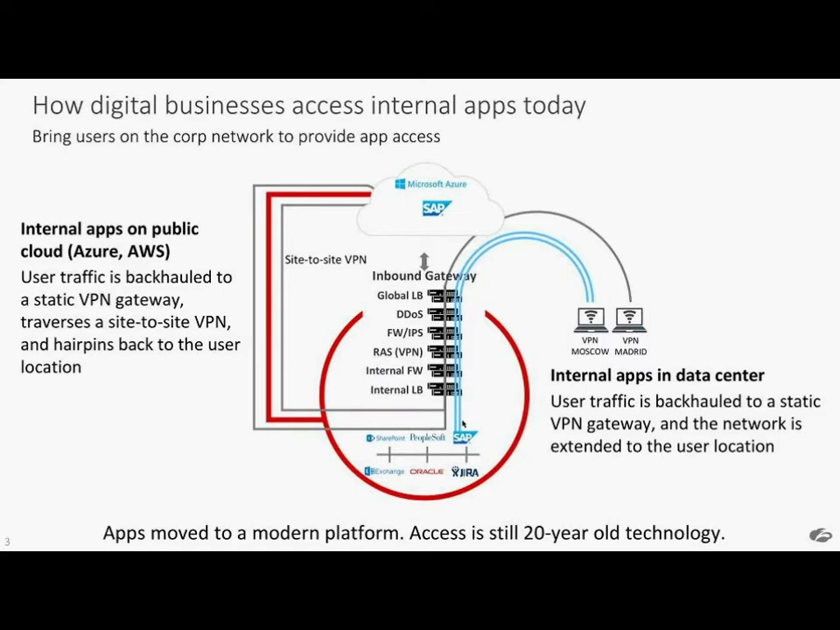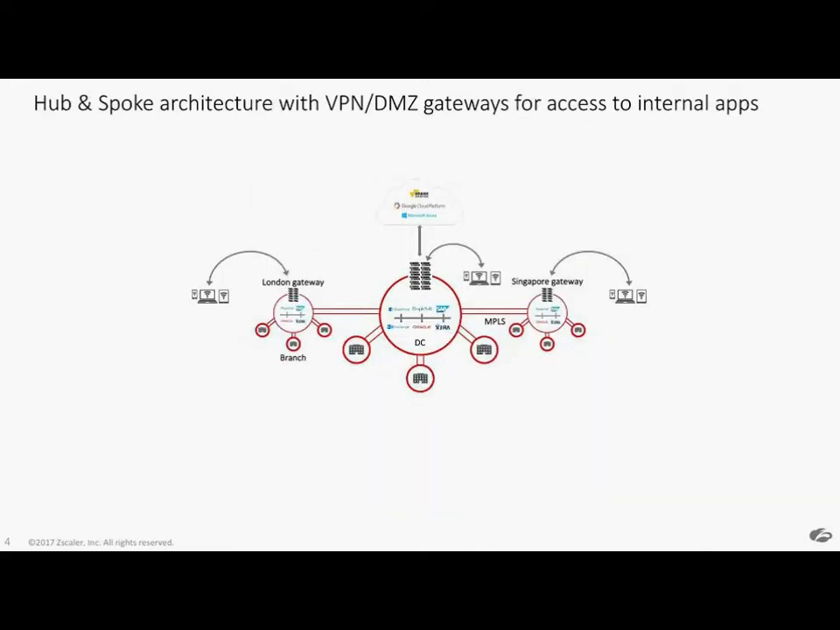We have to think to ourselves that if the shortest distance between 2 points is a straight line, why would we not enable the user to go direct to this application, but still be able to keep it secure?